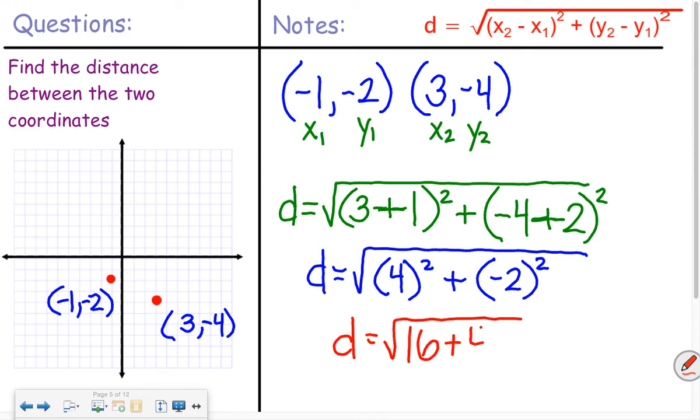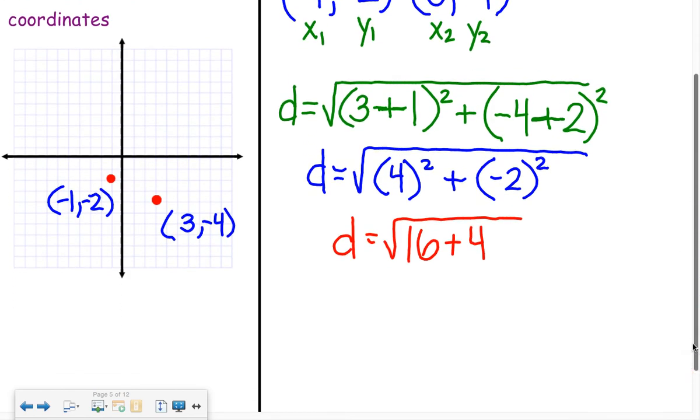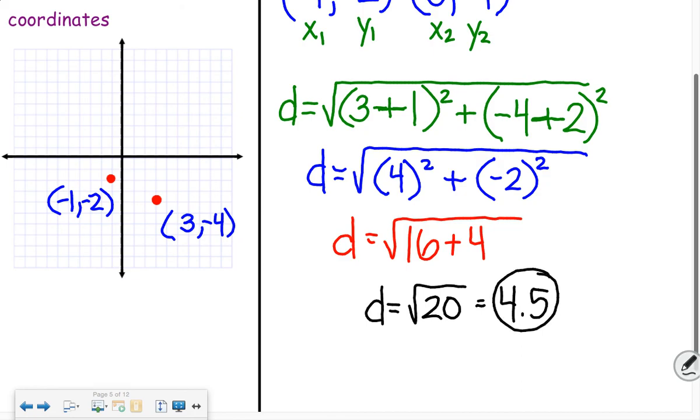So 4 squared is 16. -2 squared is 4. 16 plus 4 is 20. And the square root of 20 is 4.5. So the distance between these two ordered pairs is 4.5.